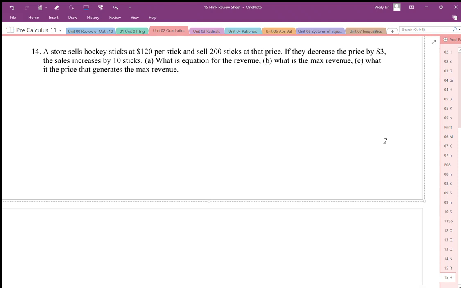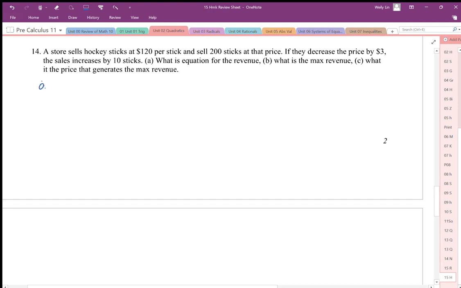Number 14 is a revenue problem, and it tells us that hockey sticks sell at $120 per stick, and they'll sell 200 sticks at that price. If they decrease the price by $3, they increase the sales by 10 sticks. So first of all, what's the equation for revenue?